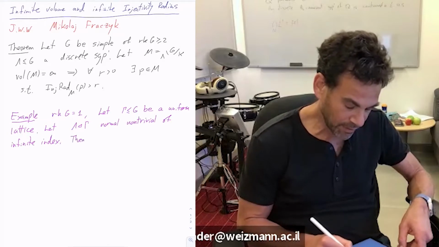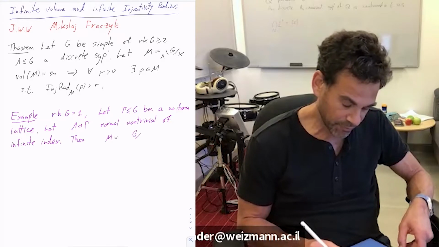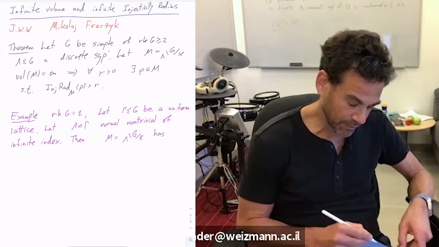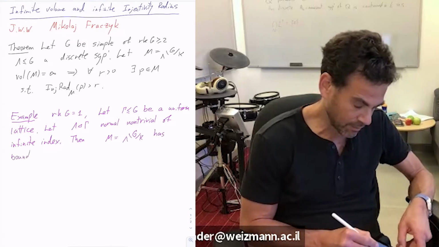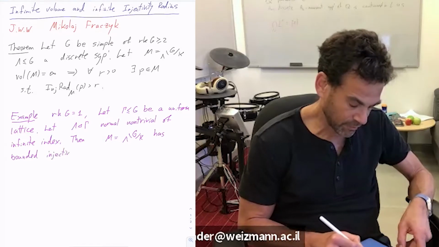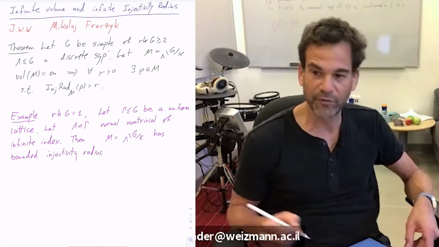Then the manifold M, which is G mod K mod Lambda, has bounded injectivity radius, although it is of infinite volume.